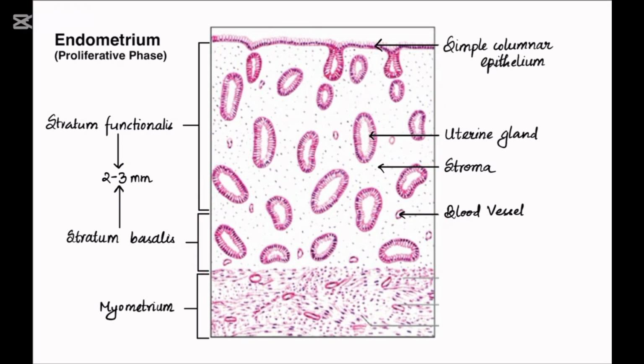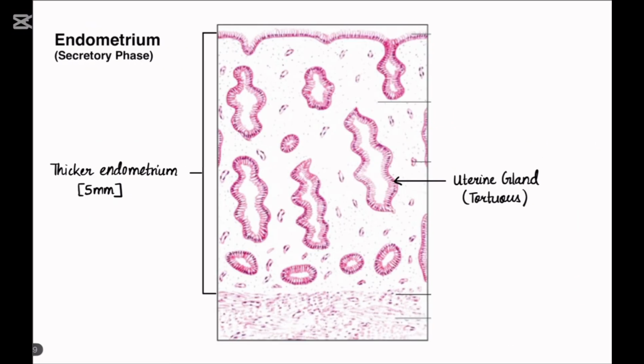You can see that the endometrium is around 2 to 3 millimeter thick. I mean, you can't see, but this is the information. It's 2 to 3 millimeter thick in proliferative phase. The uterine glands are round and uniform. All right, so now let's turn this endometrium from proliferative phase to secretory phase.